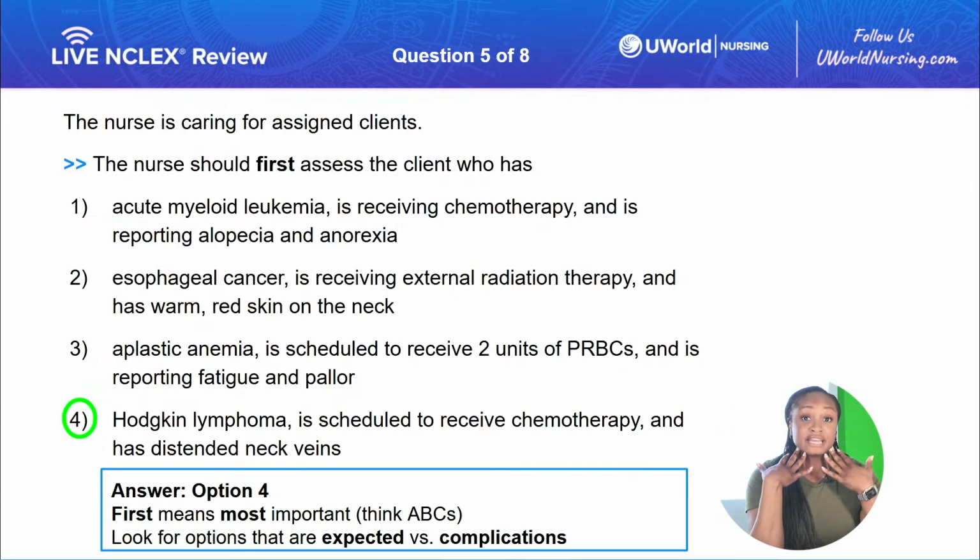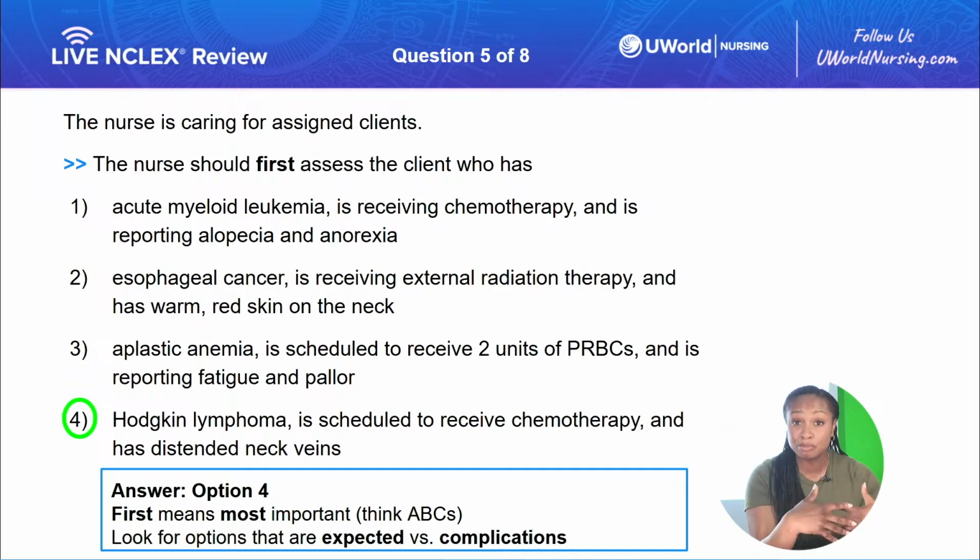Again, esophageal cancer, so in the neck, and they're getting radiation therapy, which is an external type of therapy used to treat cancer. So seeing warm red skin is an expected thing, since that radiation is coming from the outside in. Aplastic anemia is scheduled to receive 2 units of packed red blood cells.